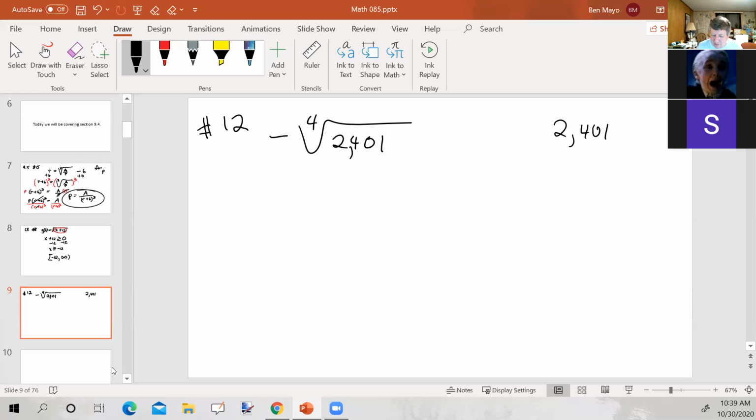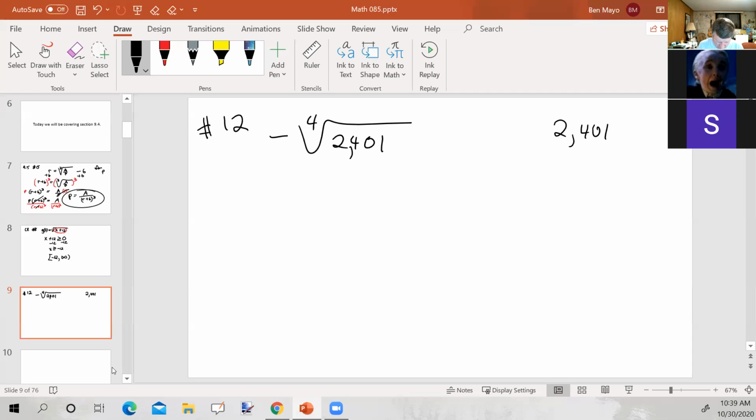So I need to figure out what goes into 2401, and this is going to be a calculator problem. It's not even, so 2 doesn't go in. If I add up all the digits, 2 plus 4 plus 0 plus 1, it adds up to 7. 3 doesn't go into 7, so 3 doesn't go in. It doesn't end in a 0 or 5, so 5 doesn't go in. How about a 7? Let's see, 2401 divided by 7.